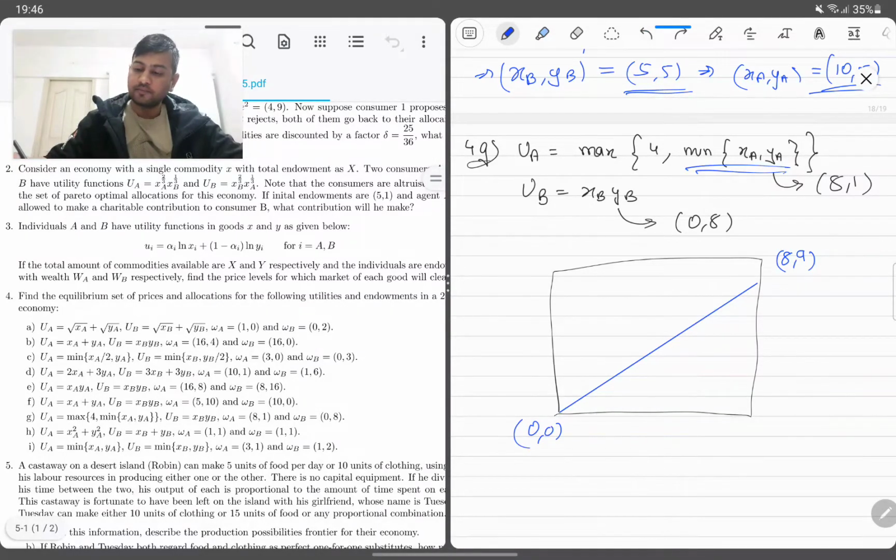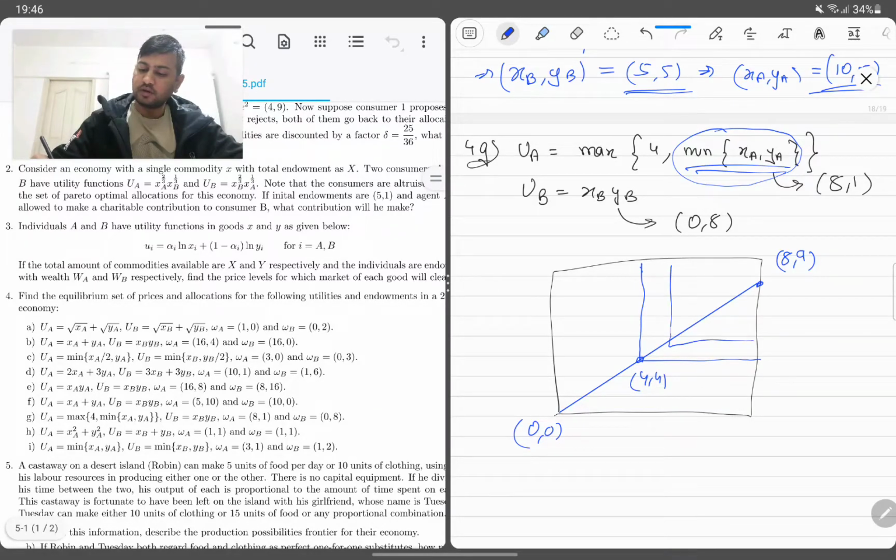Okay, where was I? So this is my 8 comma 9, and now what happens is this point will be 8 comma 8 because this is the line XA equals YA, right? Now first I have to draw the curve for this equal to 4. So starting at 4 comma 4, the ICs look like this.